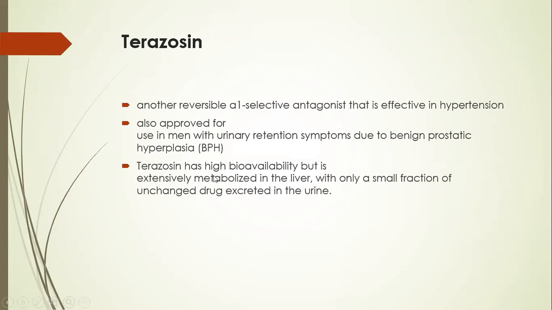Terazosin has high bioavailability, but is extensively metabolized in the liver, with only a small fraction of unchanged drug excreted in the urine. We covered the bioavailability of drugs in the last 10 minutes, and there is a special table in the chapter. For terazosin, it is high. Now, what does bioavailability mean?